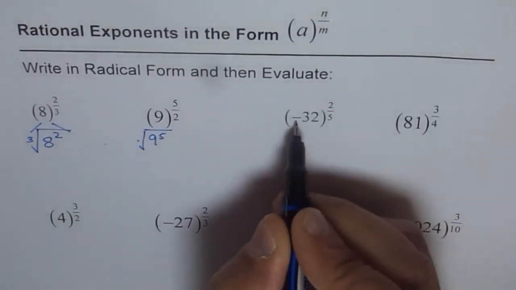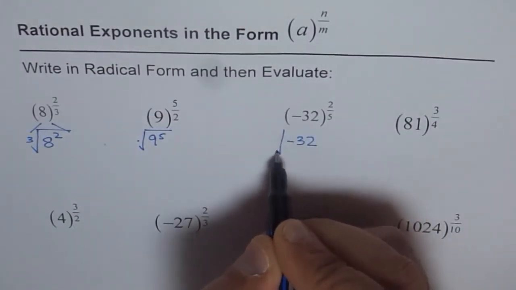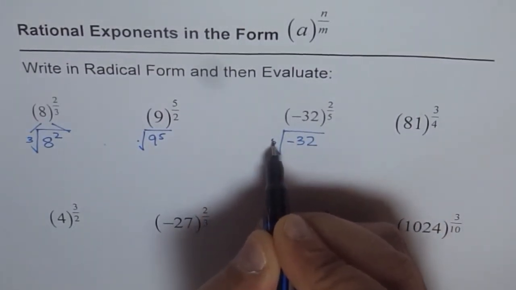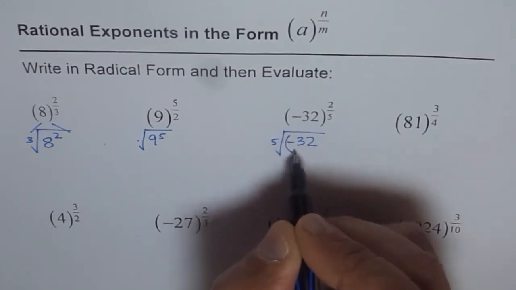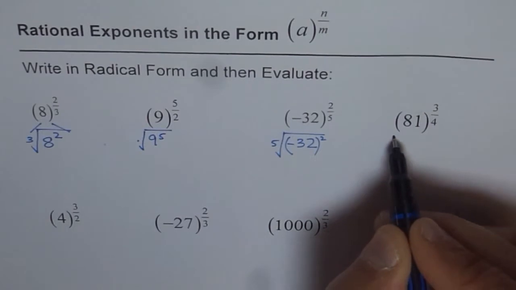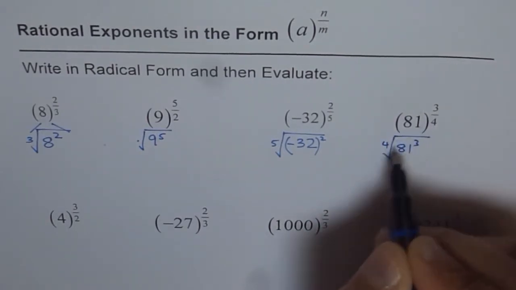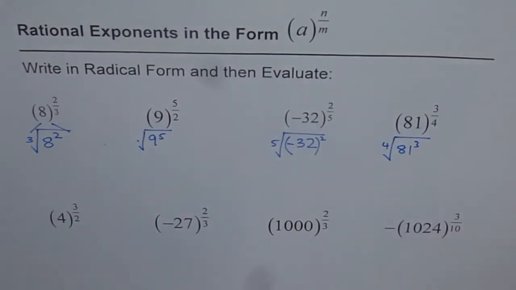In this case, minus 32 is the number which is to the 5th root, and square of minus 32 will be like this, okay? 81. So 81 to the power of 3 and 4th root. So this is how we can write them. Now let me show you how to solve or evaluate them, right?